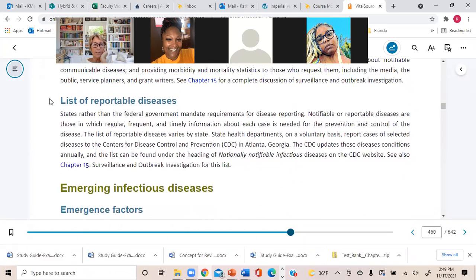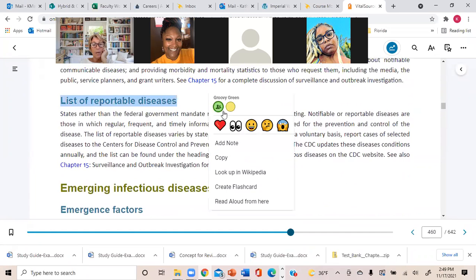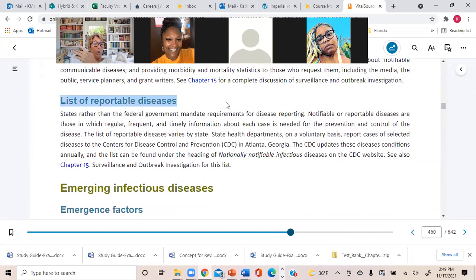And then every state has a list of reportable diseases. For example, in the schools, I have a book. I know what I have to report to the health department. I know that chickenpox has to get reported. I know that pertussis has to get reported. I mean, there's a whole list. So be familiar with that if you're in community nursing. There are certain communicable diseases that need to be reported.